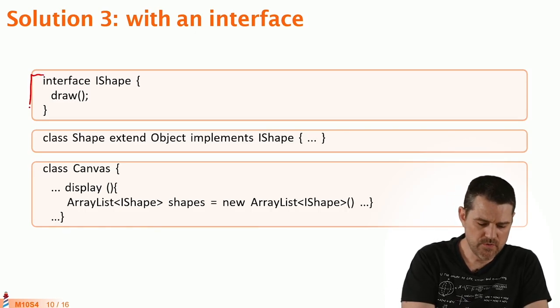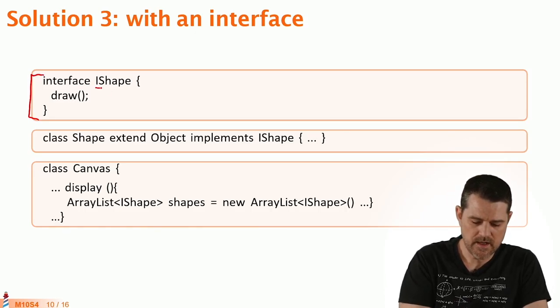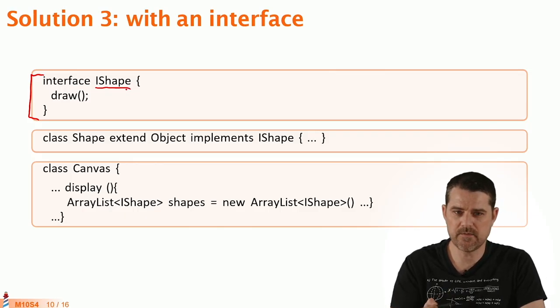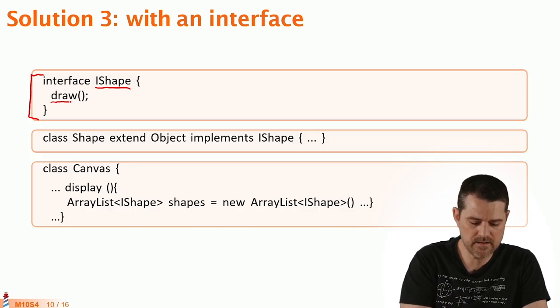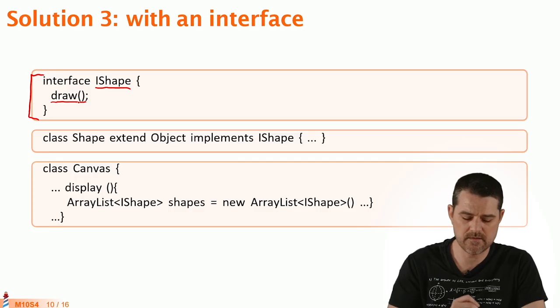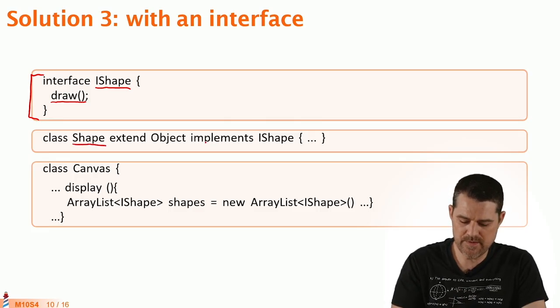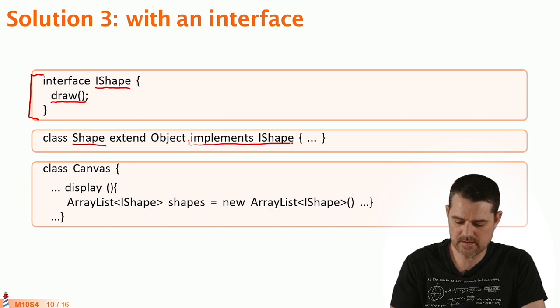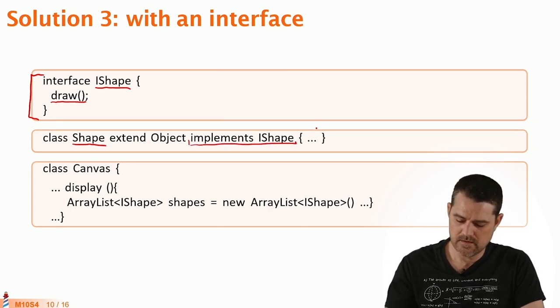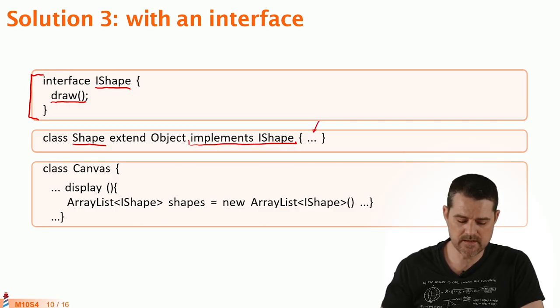Now I define a new interface, iShape. Inside this interface, I declare the draw method. So it means that now the shape class can implement this interface. And what does it mean? It means that I must implement the draw method inside this class. This is mandatory to fulfill the requirement of the iShape interface.